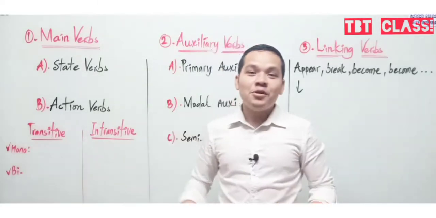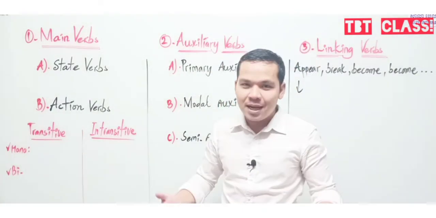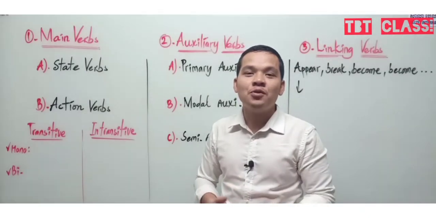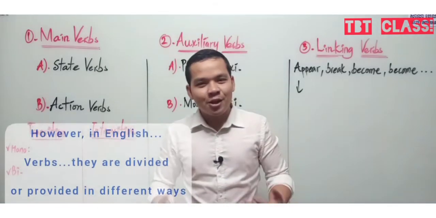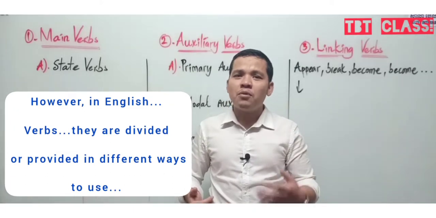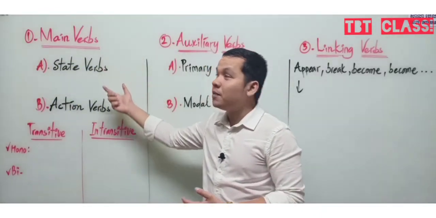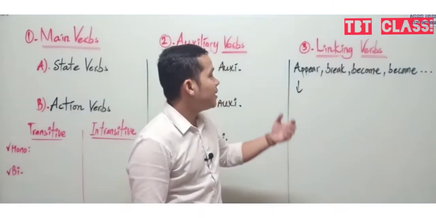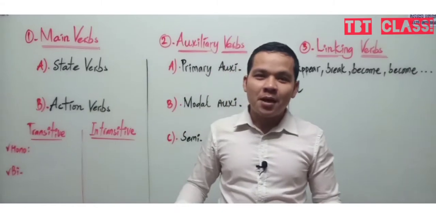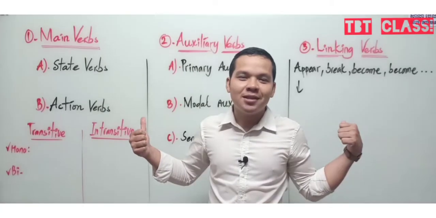So I hope you know some meaning of verb, or I think that you know the meaning of verb: what does it mean, when do we use a verb in a sentence, and how do we use a verb in a sentence. However, in English, verbs are divided into different types to use. Like you see here, number one is main verb, the second one is auxiliary verb, and the third one is linking verb. So even though all three of them are verbs, the way that we use them and the way that we call them in English grammar are not the same.